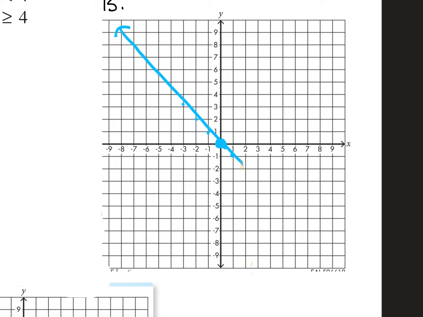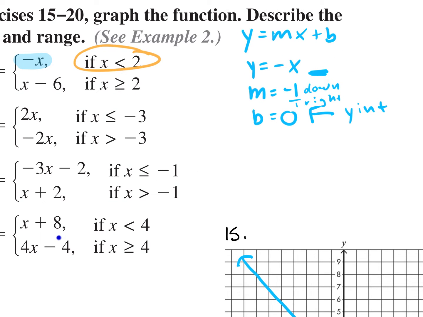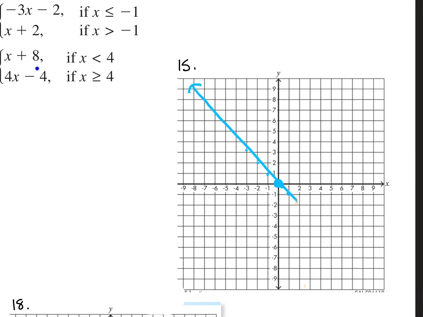And then the last thing we want to see is, am I going to have an open circle or closed circle at 2? Open. Why is it an open circle? Because it's not greater than or equal to. Perfect. Because if it's just less than or just greater than, it's an open circle. So put an open circle at 2. So our line should look like that.